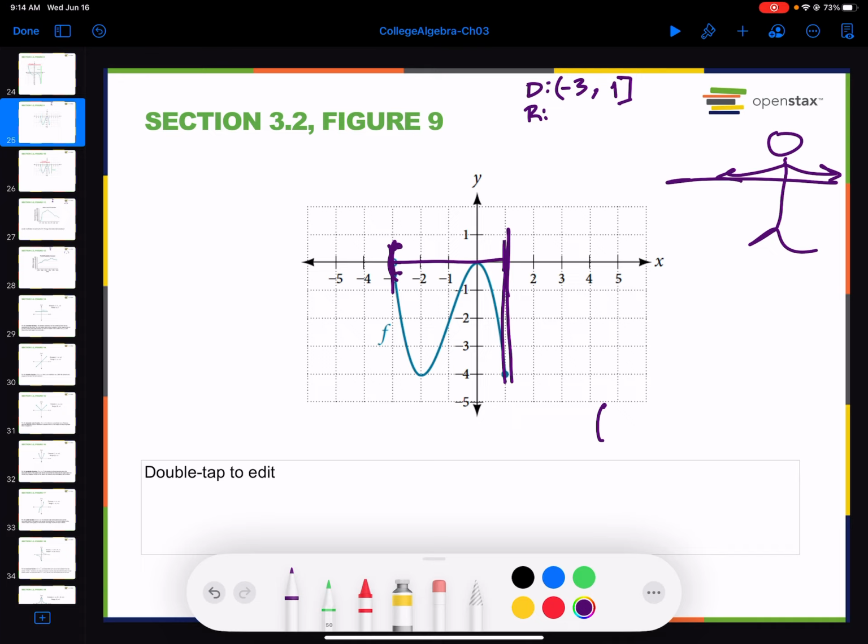And then my range is my vertical distance. So those are my y values. So I'm going from y equals -4, and that's inclusive. -4, and that's going up to 0. And that is inclusive because it hits right here. So we're going to include 0.